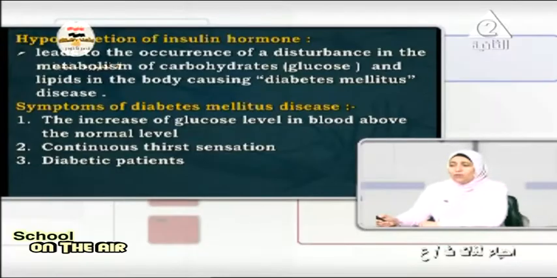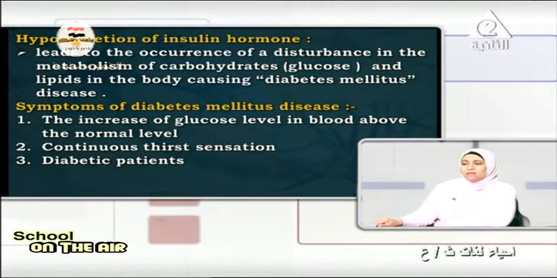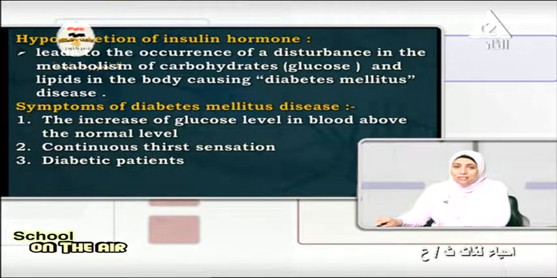What are the symptoms of diabetes mellitus? Number 1, the person who suffers from diabetes mellitus has a glucose level in the blood above the normal level. To know the normal level of glucose in your blood, it ranges from 70 to 120. This is the normal level. If the level of sugar increases above 120, it leads to a disturbance of glucose.